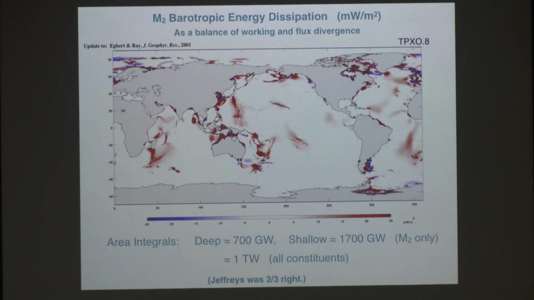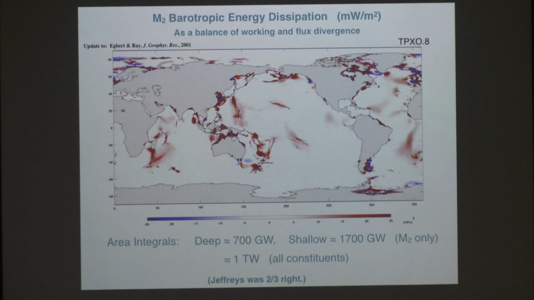And I don't think there should be any negatives here, so when you see blues, I think that tells you something like the noise level of this. But overall, where you see red, that's where dissipation's occurring. There's lots of dissipation in the shallow seas, Patagonian Shelf, European Shelf, but there's also dissipation out in the open ocean, like the Hawaiian Ridge, South Atlantic, Mariana Trench, things like that.